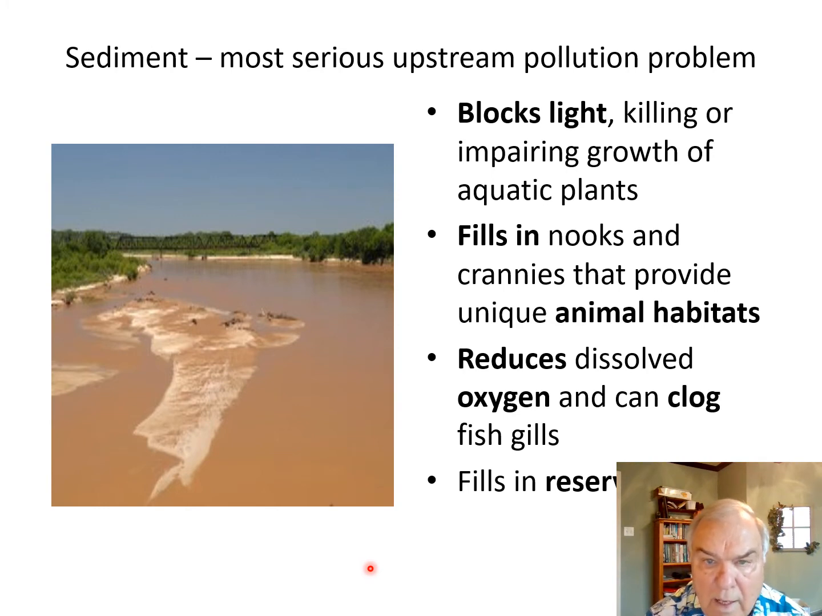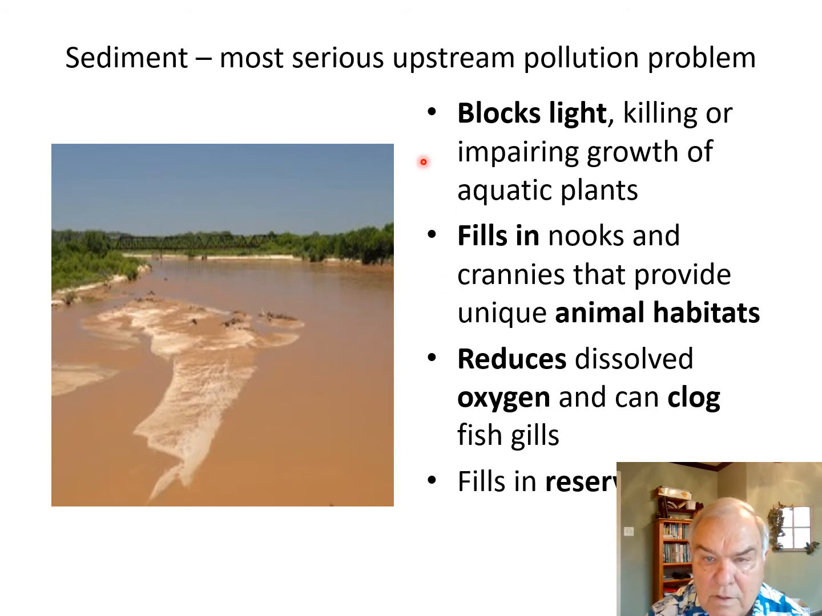Okay, this slide depicts one of the most serious upstream pollution problems, and that is what we saw just before on the row crop, and that is excess sediment. See here, a lot of Texas rivers unfortunately look this way. And what does the sediment do? Well, it does several negative things to the water quality.